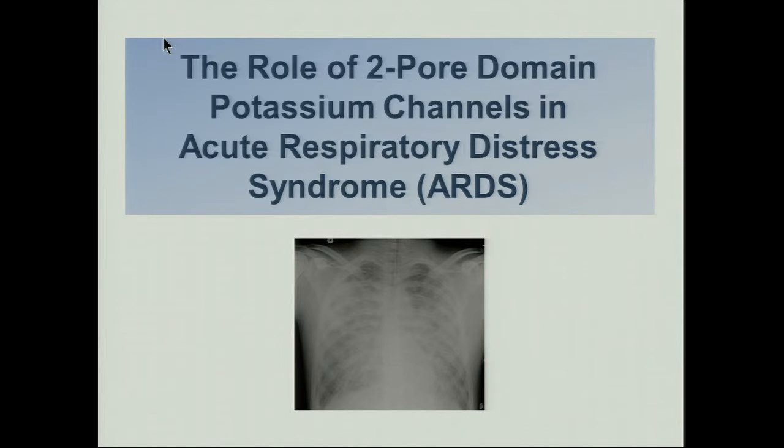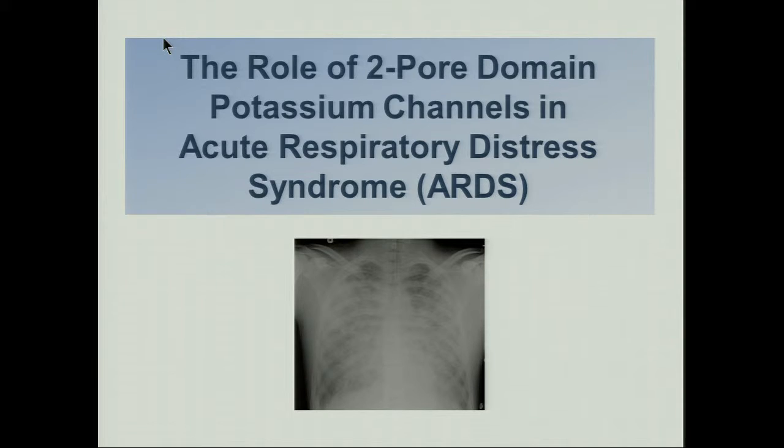So today I would like to talk to you guys about a disease that I'm particularly interested in, and that's the acute respiratory distress syndrome, or ARDS, for about 20 minutes or so. And then I would like to talk to you a little bit about what's going on in my lab, where we look at the new therapeutic options against ARDS.